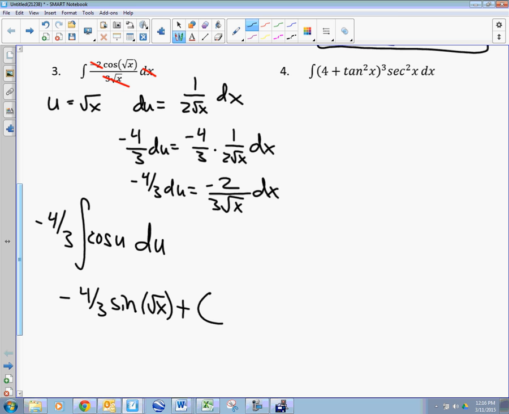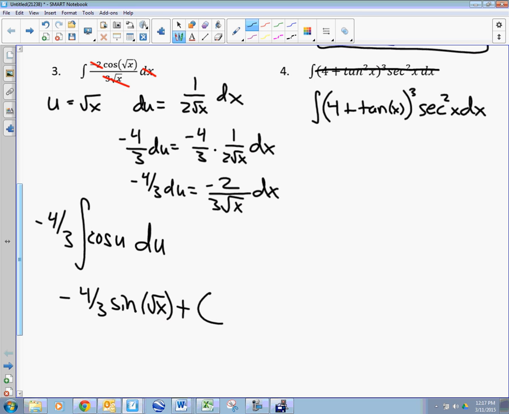So this would be a very difficult problem if we didn't change it. We are not ready for a problem like that. We will do 4 plus tangent of x, that quantity cubed, times secant squared of x dx. We're not ready for that problem. I miswrote it when I put it in there.